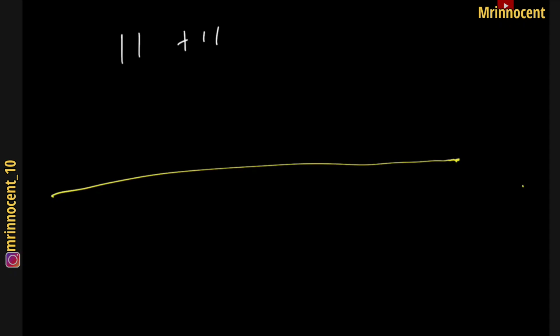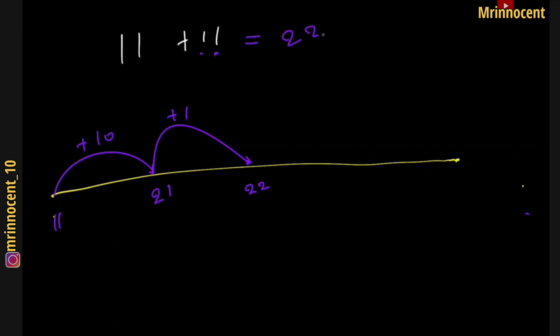Let's look at more examples. Here you have 11 plus 11. So first of all, you need to draw your number line. So you have 11. So here you have 1 ten and 1 one. So you jump plus 10. So 11 plus 10 is 21. So you jump 1 one. So you have plus 1 is 22. So your answer is 22.